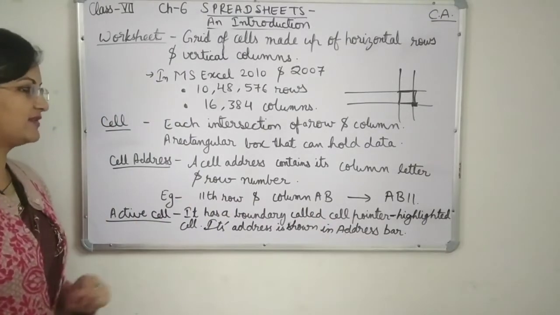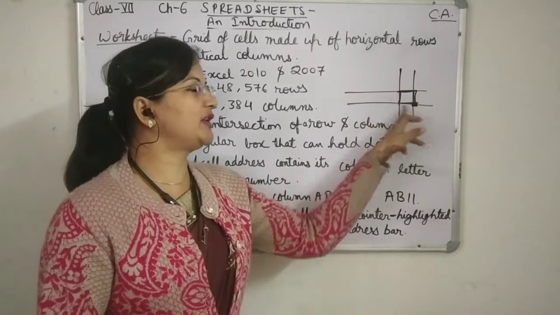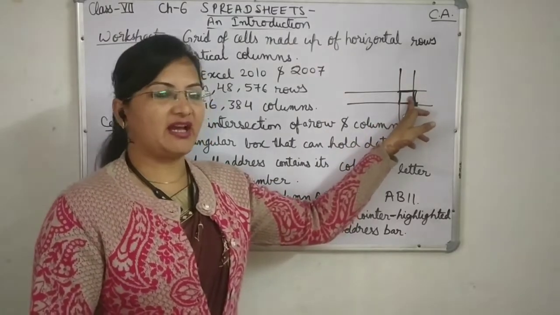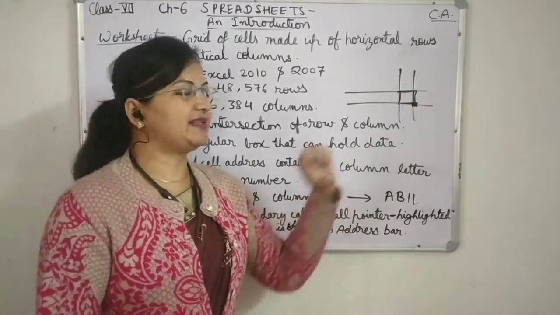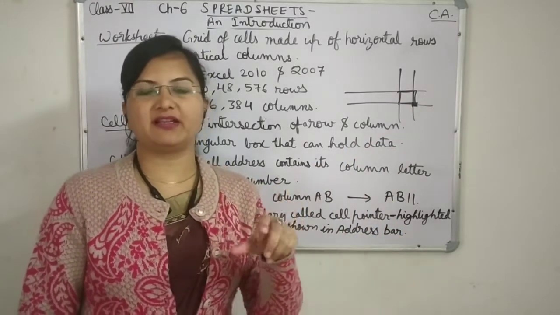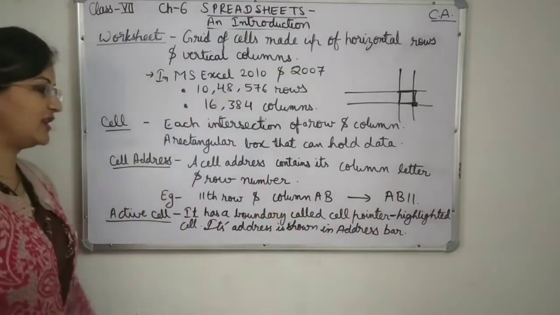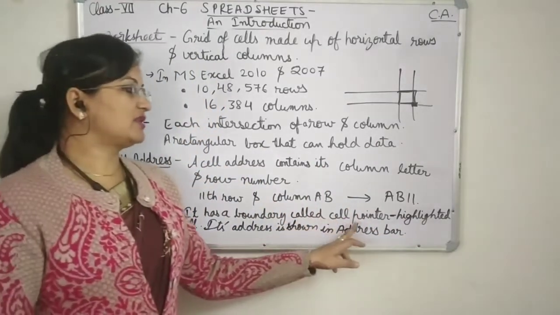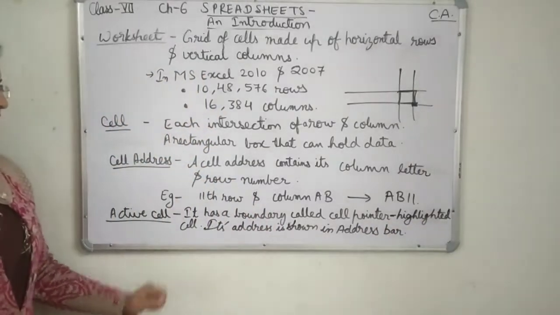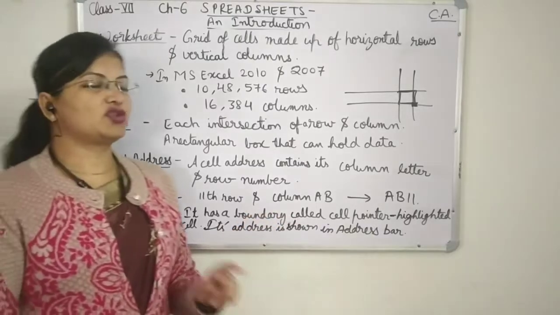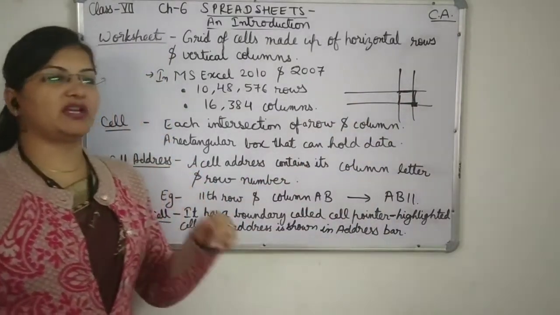Now students, active cell. As I already told you, when we select a cell, a dark boundary appears around it, and it is known as the cell pointer, or we can also call it the highlighted cell. It is a bit different from the cells we have not selected. Its address is shown in the address bar when we select any cell.